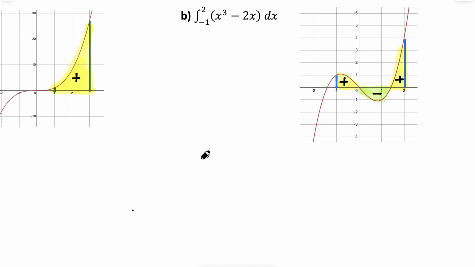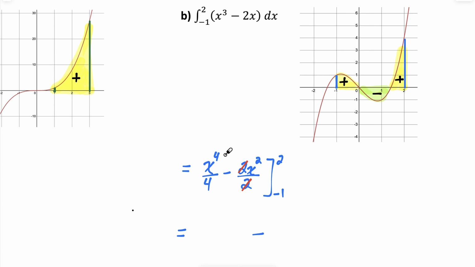So let's get that answer. I need to start once again by finding the antiderivative of my integrand. The antiderivative of x cubed minus 2x, well, the antiderivative of x cubed is x to the 4 over 4. And the antiderivative of 2x would be 2x squared over 2. Well, 2 divided by 2, I could cancel those out. And remember, I'm interested in finding the value of this function at 2, and then subtracting the value of that function when x is negative 1.